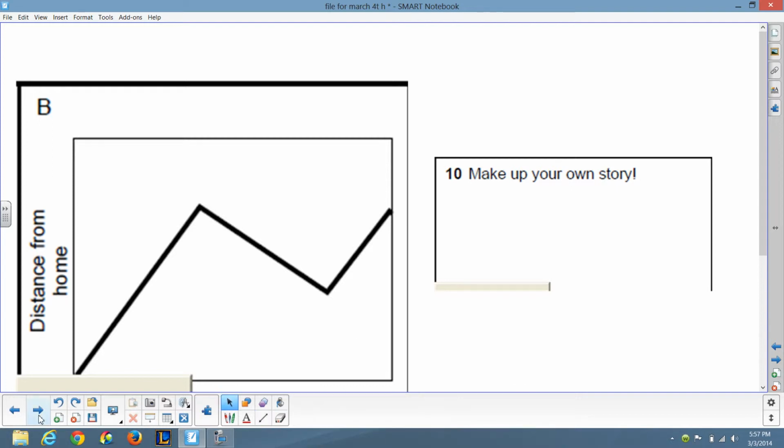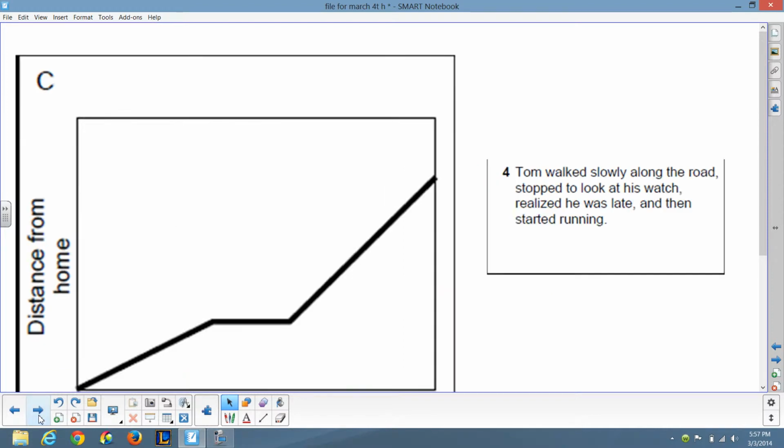Alright, you should have had time now to look at all the different pictures and match them to the right answers. And let's see, C is 4. Tom walks slowly along the road. Here he is walking slowly. He stopped to look at his watch, realized he was late, and then he started to run.